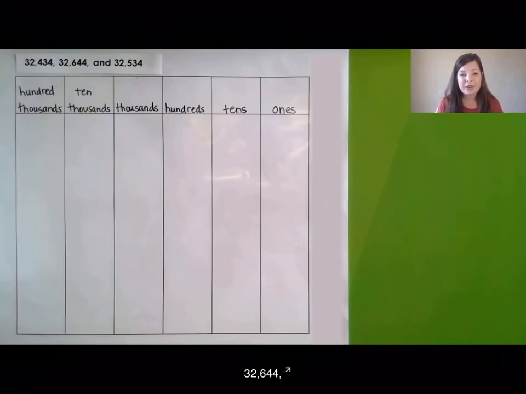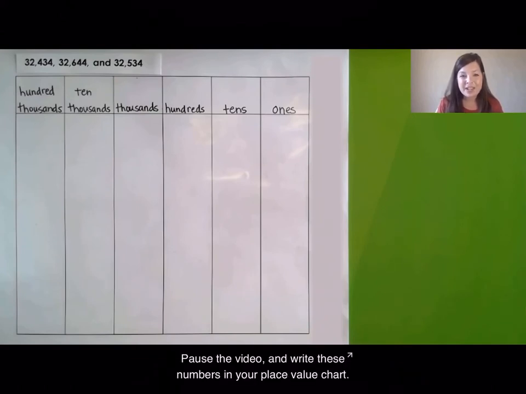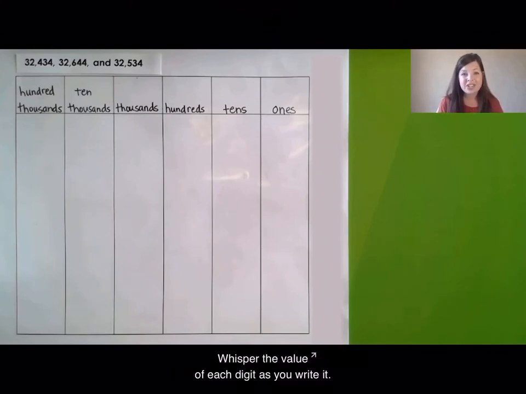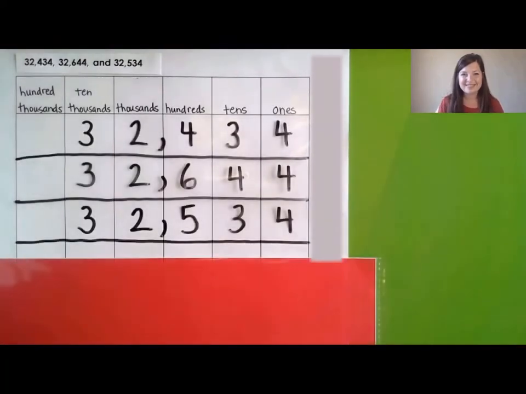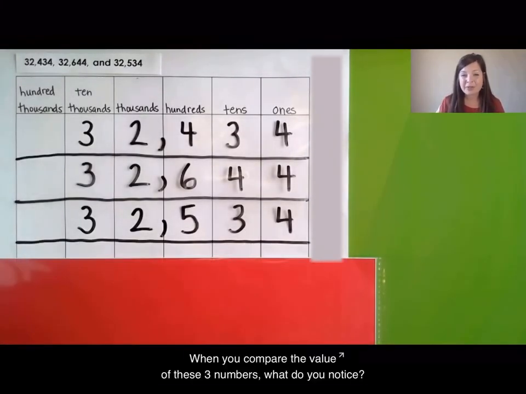$32,434, $32,644, and $32,534. Pause the video and write these numbers in your place value chart. Whisper the value of each digit as you write it. When you compare the value of these 3 numbers, what do you notice?